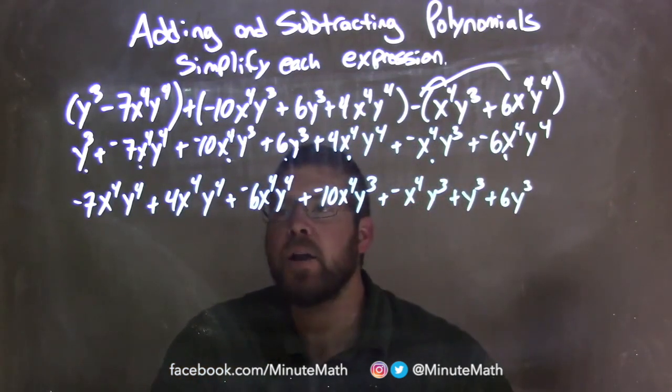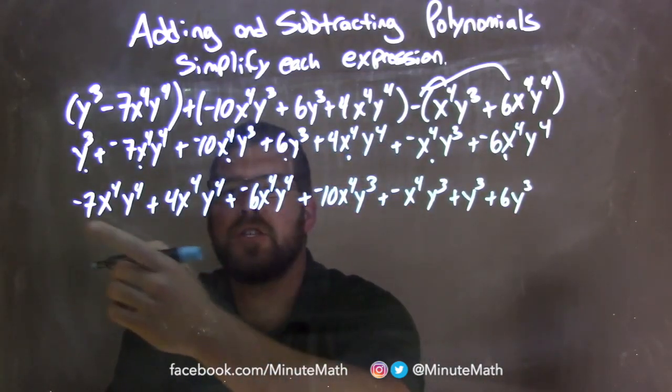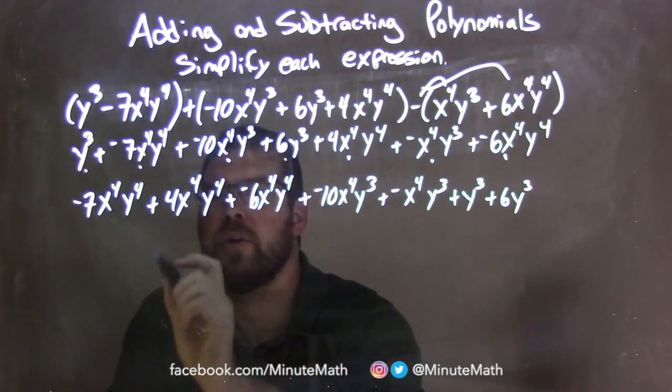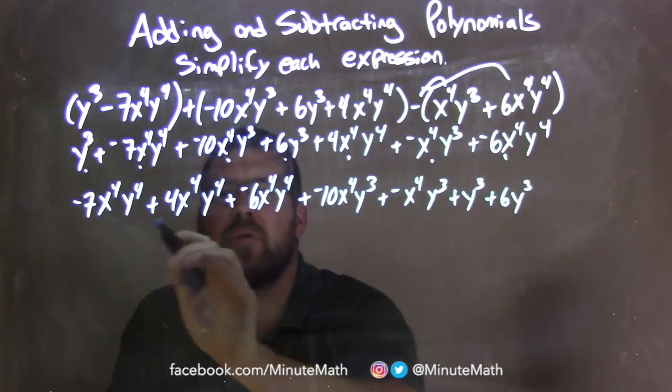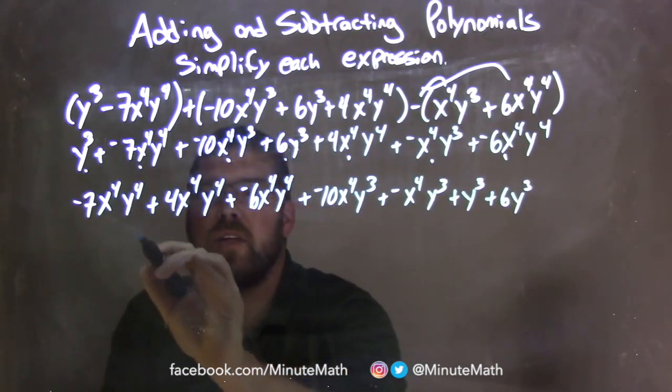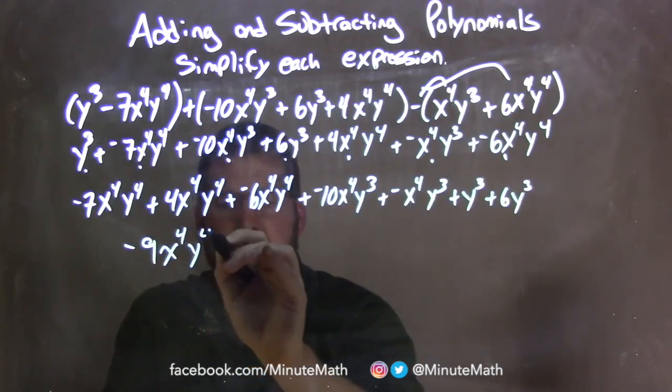Now we need to combine our like terms. Okay, so let's go. These three here all share the same x to the fourth, y to the fourth. So negative 7 plus 4 is a negative 3. Negative 3 plus a negative 6 is a negative 9. So these come together to be a negative 9x to the fourth y to the fourth.